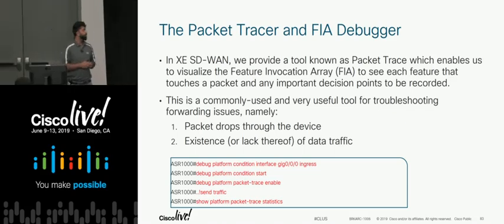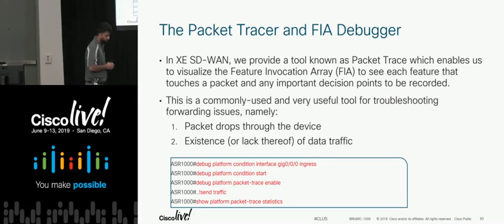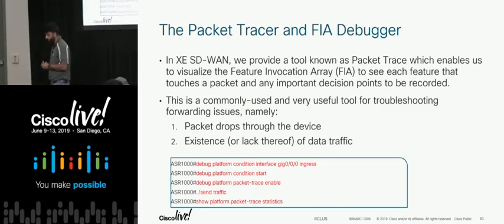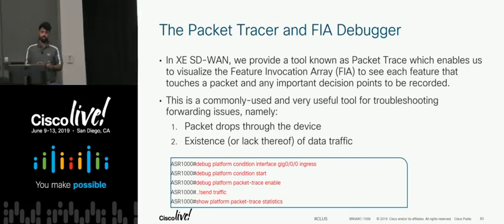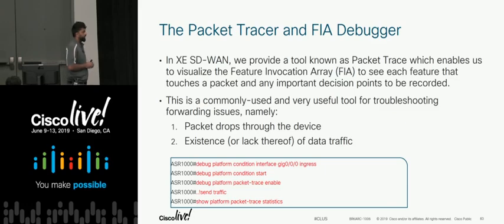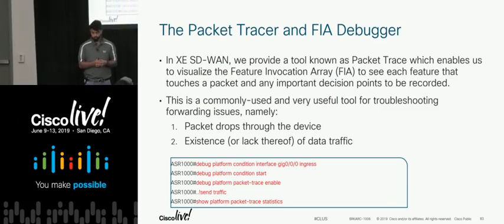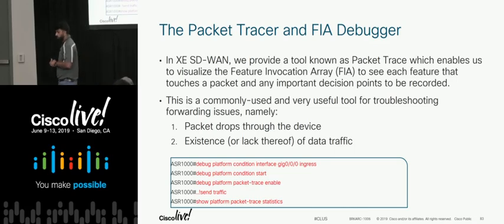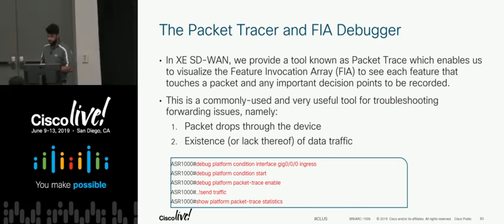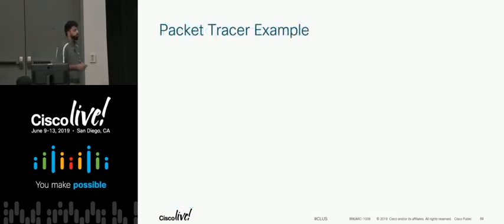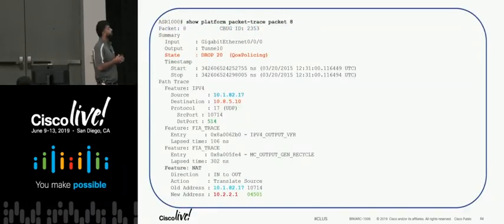So for the debug platform condition, the syntax for the packet tracer is: debug platform condition, the interface you want, then ingress or egress direction, then start that condition you have given, and then enable the packet trace, test it, and send the traffic. Then show platform packet trace statistics. In that, you can choose the packet you want to look over, the details of it.